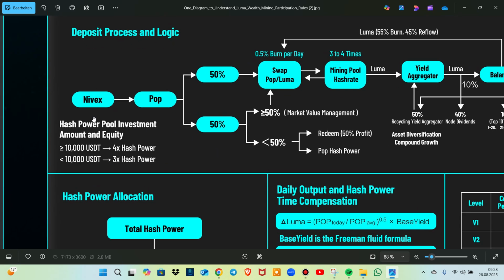So the starting point is Nivex. So that's the exchange where you will be able to buy the Pop coin that we will need to use to power the mining pool, right? So there are two ways. You can buy it on Nivex, or if you're a member of Pop Social, you can use your PPT tokens to convert to the Pop coin, right?